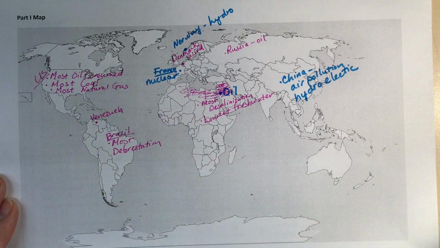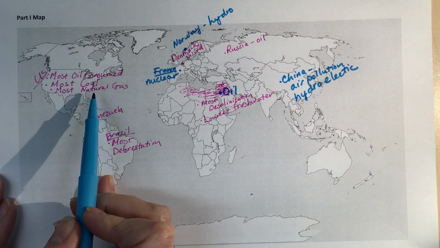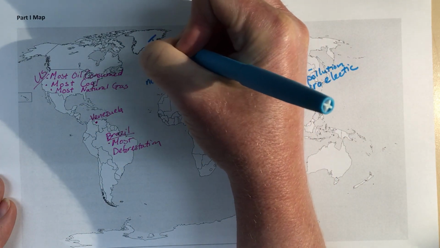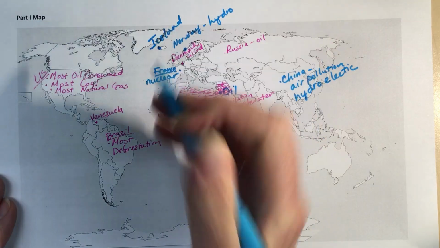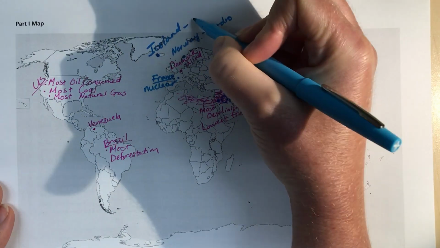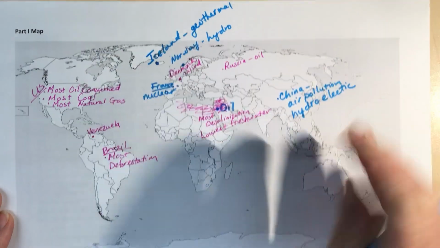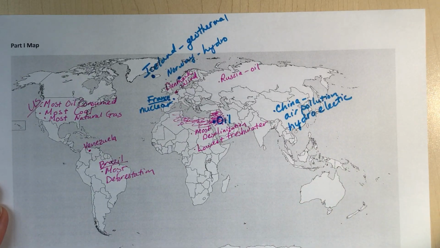So you can only put dams in places that have a valley with a river that you can dam. So it's not everywhere that you can do this. Norway just happens to have a lot of mountainy regions and fjords and things like that. The United States, I put natural gas. Geothermal is here in Iceland. Iceland is a very common question because there's a lot that goes on in Iceland. We'll see that also on part 2. So Iceland is leader in geothermal.